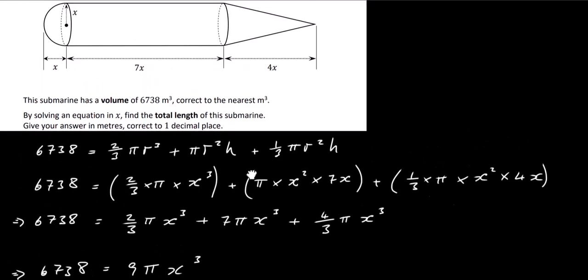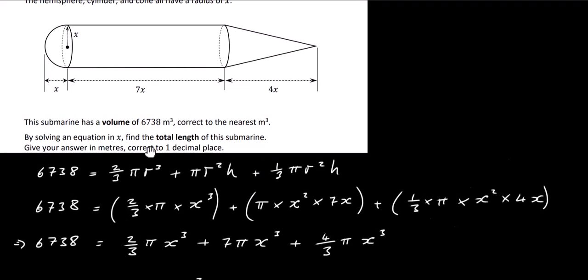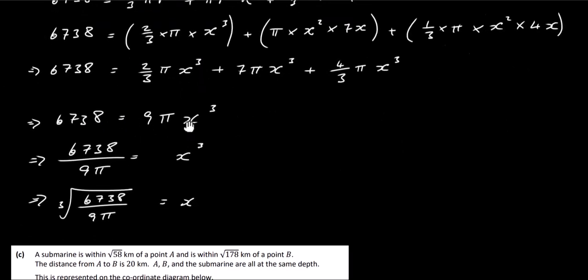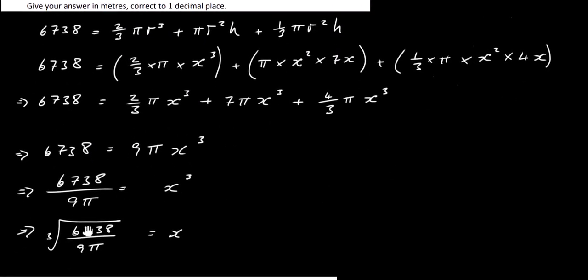Now what we were actually asked for is to find the total length of the submarine. So we have the x, we have a 7x and 4x. So that's 7, 8, 9, 10, 11, that's 12 of these x's. So what I've really got to do is just multiply this thing down here by 12.